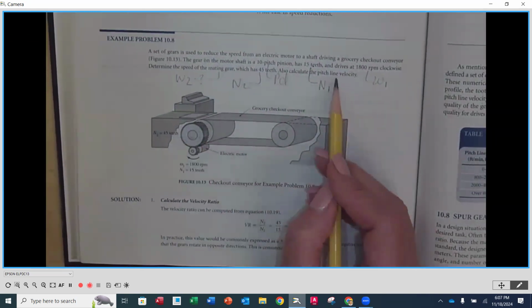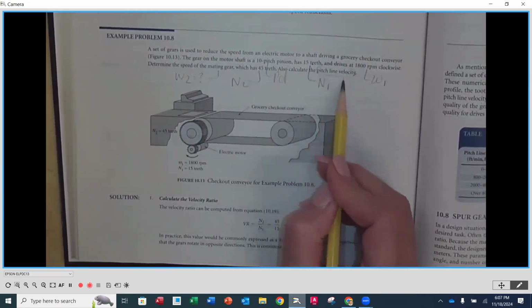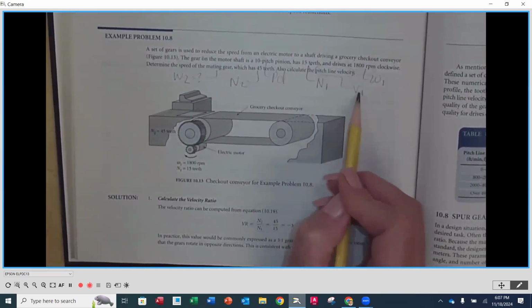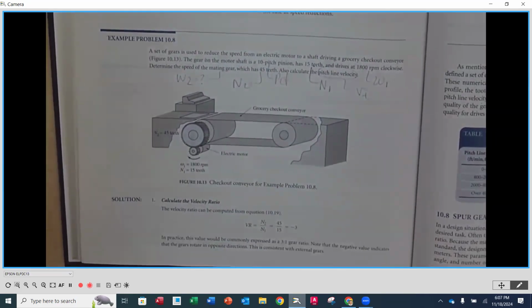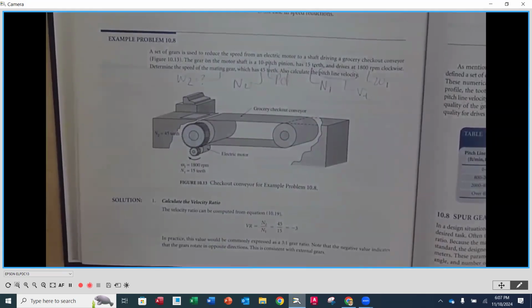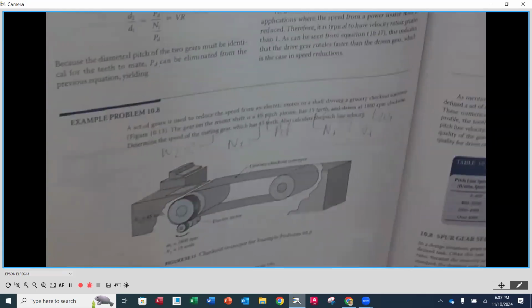And then it also wants us to calculate the pitch line speed. So that's going to be VT. Okay, we have to do VT as well. So W2 and VT. Let's start our problem by identifying what we know and what we need to find.